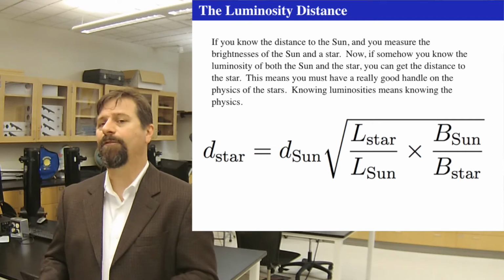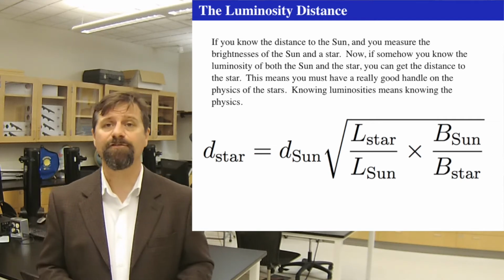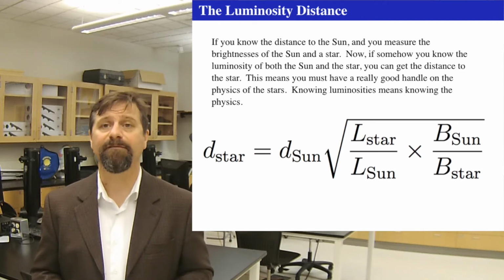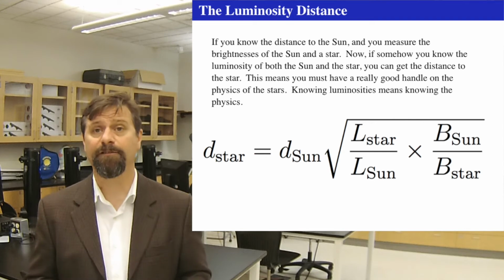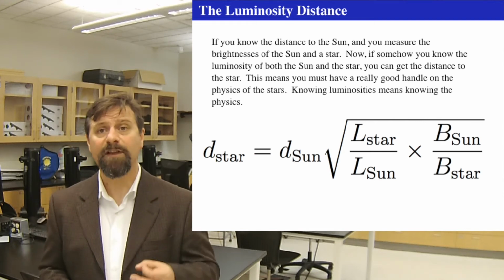So let's take as our example the sun. We can measure the distance to the sun to a very good accuracy. It's roughly 93 million miles, or 150 million kilometers. So we can use that as a baseline.